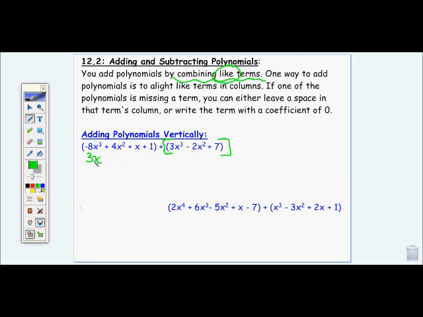So my 3x to the third, my 2x squared, and then I don't have an x term, but I have a constant term, 7. Now, my like terms are in columns, you can see, and so I can go ahead and combine those like terms. So a negative x and a positive 3 would give me a negative 5, and those are my x cubed terms. Positive 4 and a negative 2, that would give me a positive 2, and those are my x squared terms. I only have the x, so that's added to nothing.